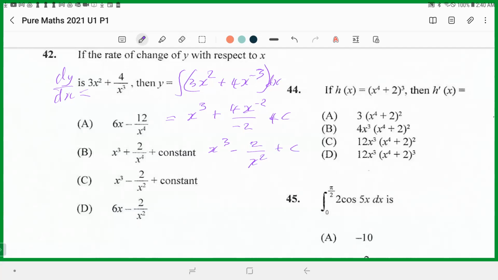So it's x cubed plus minus 2 over x squared minus 2 x squared. Inside this one.